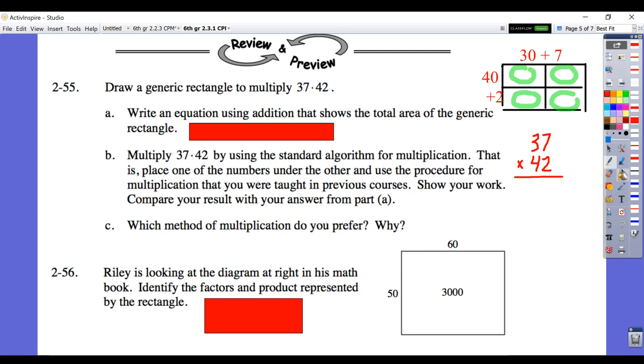For 256, what they want you to do is to look at this information and identify these terms, the factors and the product. All right, factors are the things being multiplied. Factors are terms that are being multiplied. So as you look at this, this is representing like one section of a generic rectangle. What are the factors? What 2 things are being multiplied here? And then the product, what is the result of that multiplication? So looking at this quick sketch, which is representing a section of a generic rectangle, what are the factors, the numbers being multiplied? What is the product?